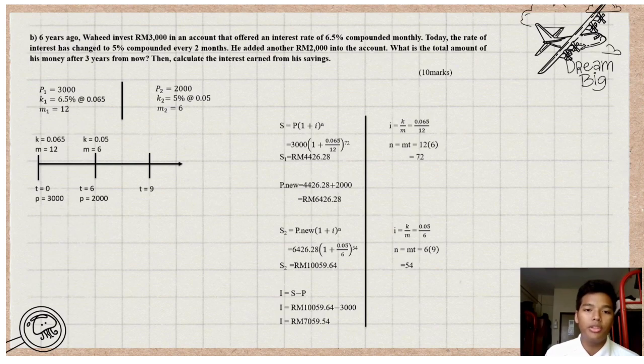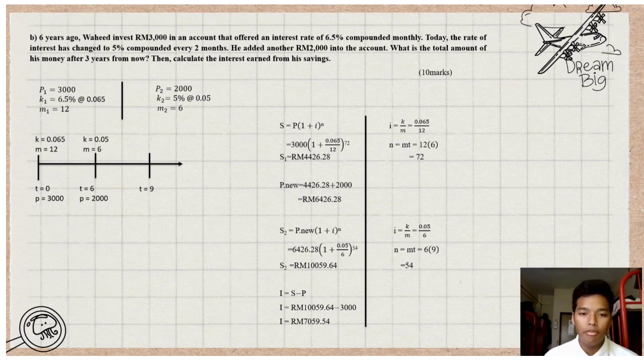Firstly, we should find the information. P1 is 3,000, K1 is 6.5%, M1 is 12, and the second is P2 is 2,000, K2 is 5%, M2 is 6. Then we make a timetable. The first line: K is 0.065, M is 12, T is 0, P is 3,000. The second line: K equals 0.05, M equals 6, T equals 6, P equals 2,000. And the third line, T equals 9.